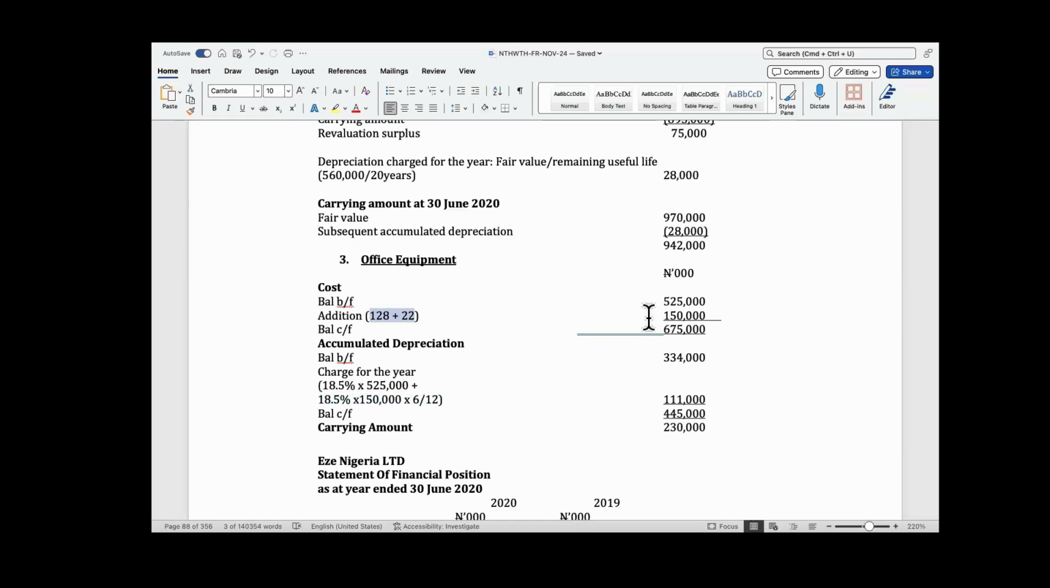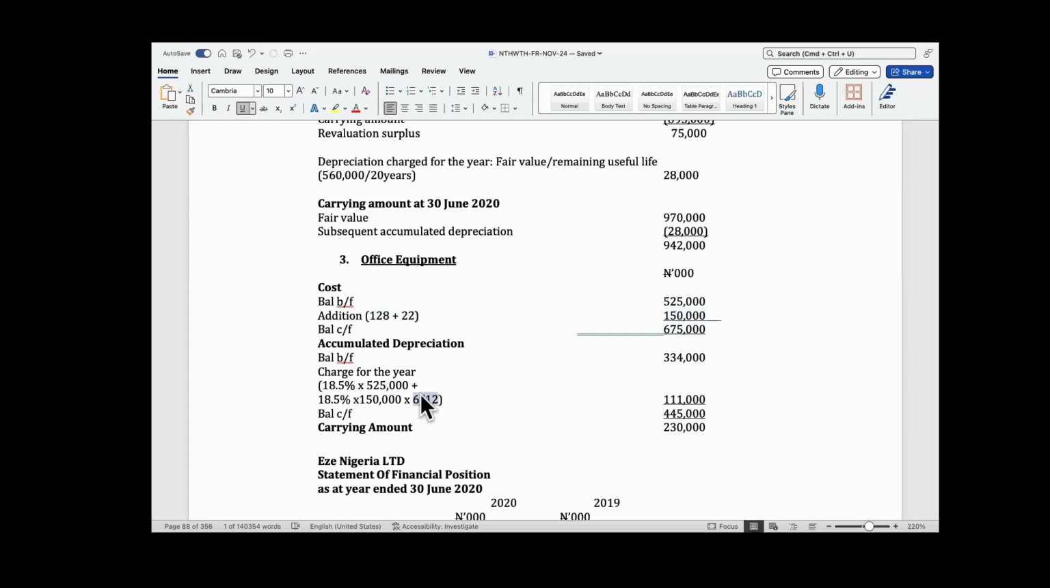You see, ordinarily, it should have been 18.5% on these costs, this cost at the end. But because a portion of this cost was brought in during the year, I have to prorate that. And it was bought in January. So from January to June is 6 months, which informed prorating it by 6 over 12, right?